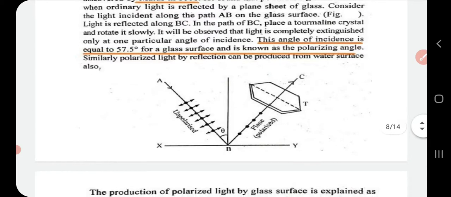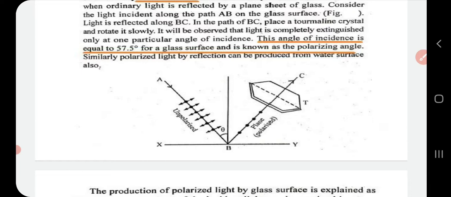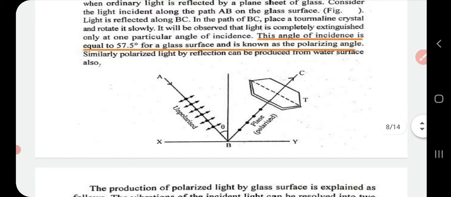Now in the path of BC, you place a tourmaline crystal and rotate that crystal slowly, and when doing so you will observe that light is completely extinguished, that is, light completely disappears at a particular angle of incidence. That angle of incidence is called the polarizing angle. Okay, so here is another definition: polarizing angle is that angle of incidence for which polarization of reflected light is maximum. Its value is 57.5 degrees for a glass surface.